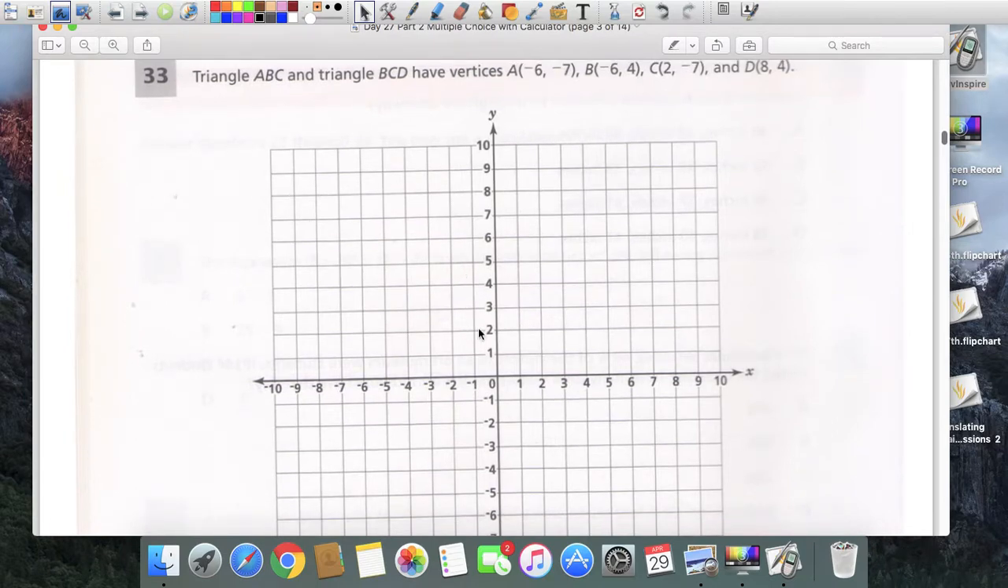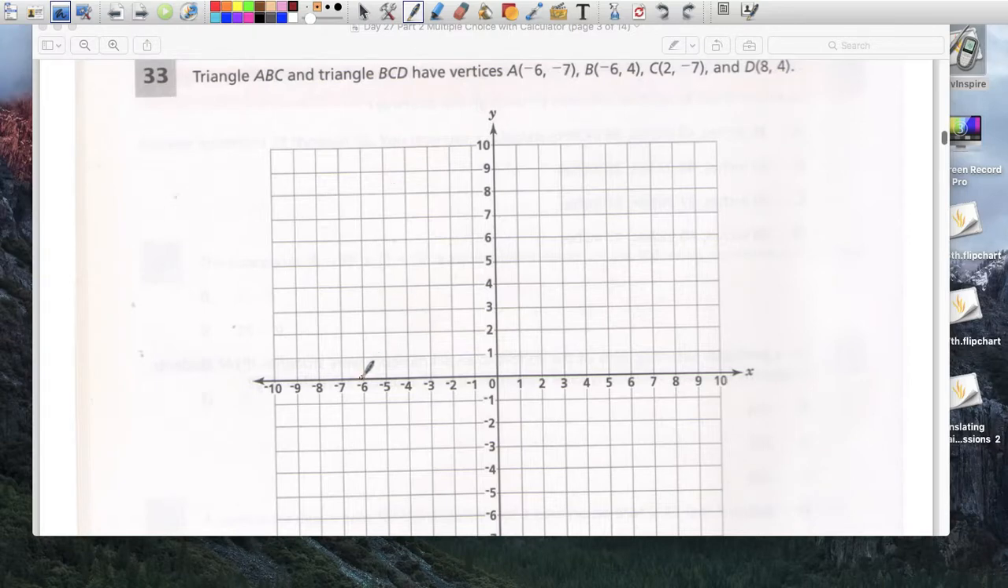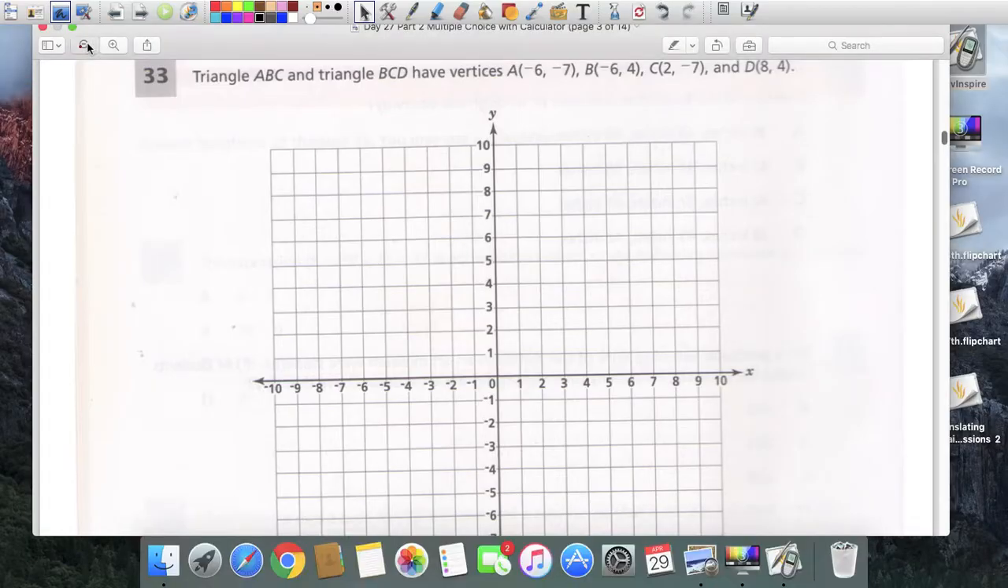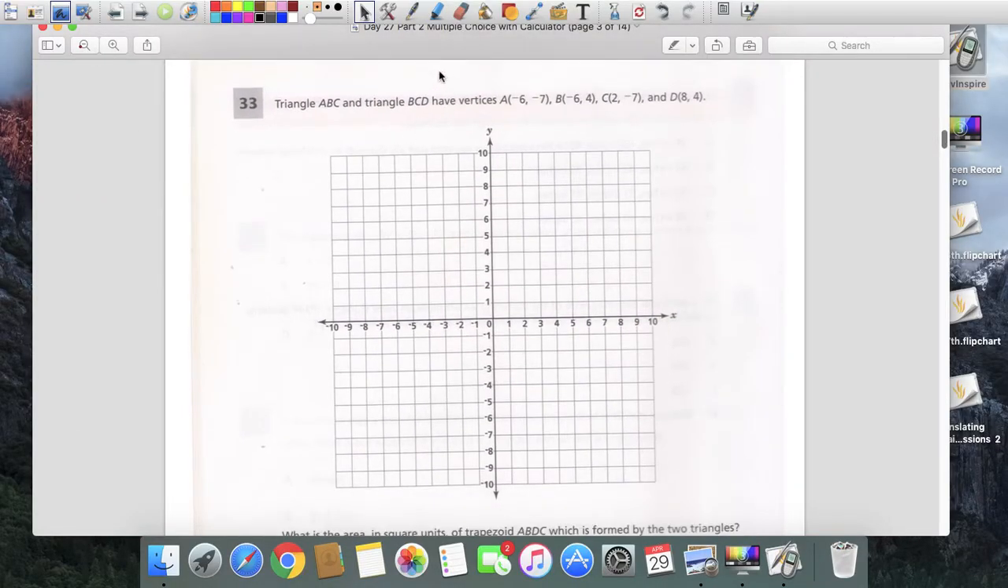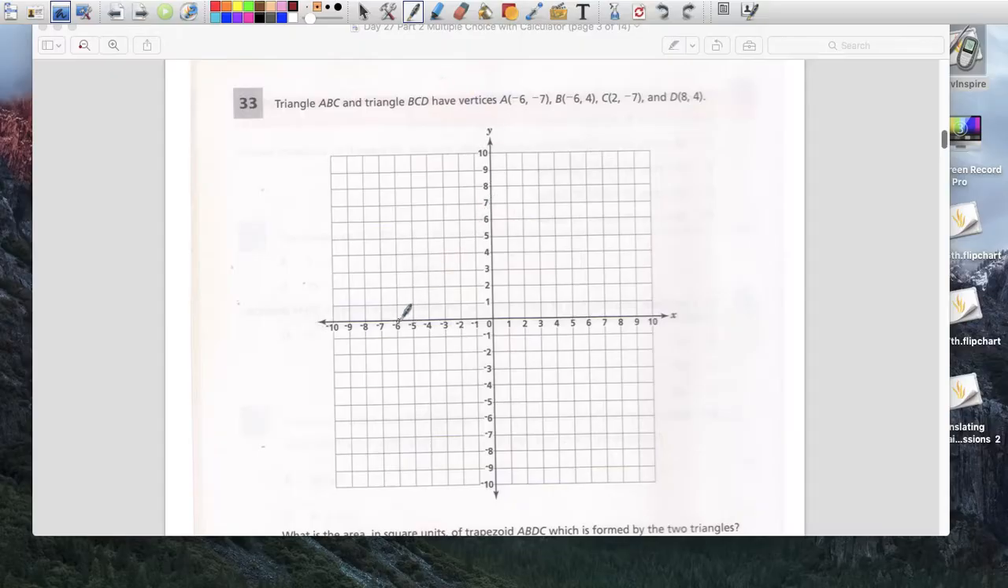So A is -6 and 7. I'm gonna make this smaller. I'm gonna make A -6 and -7, which is about here. B is -6 and 4, sorry. C is 2 and -7. And D's 8 and 4.